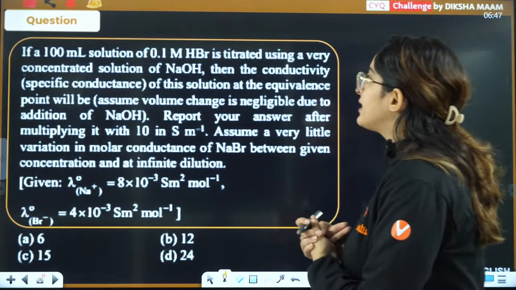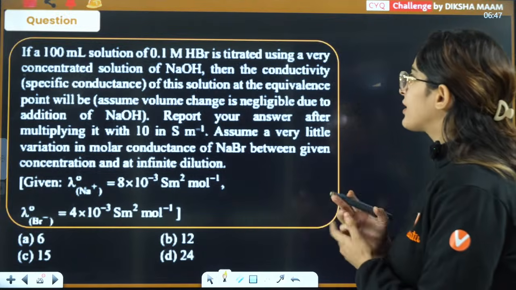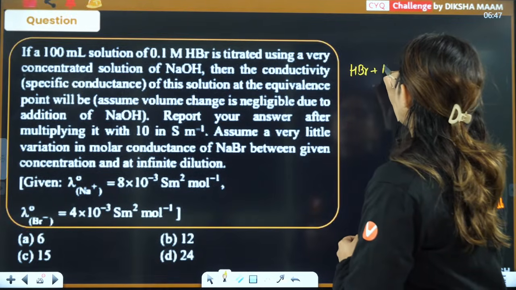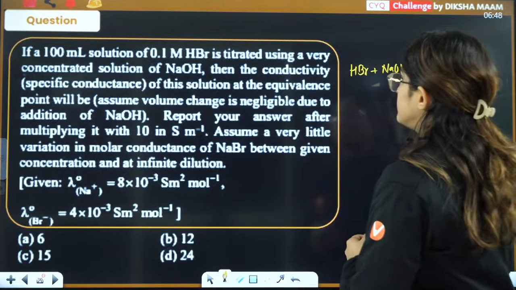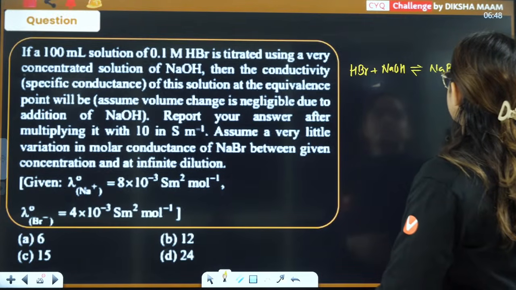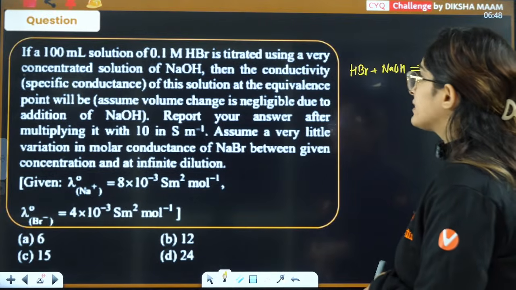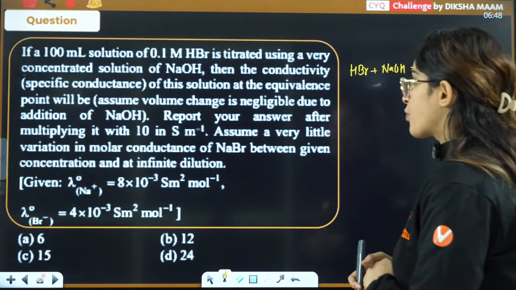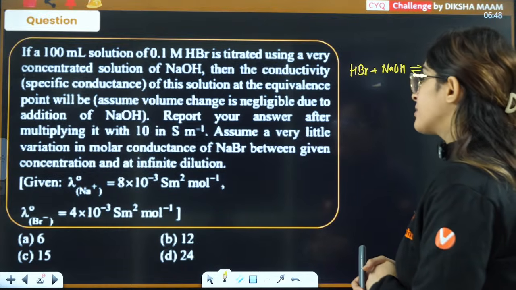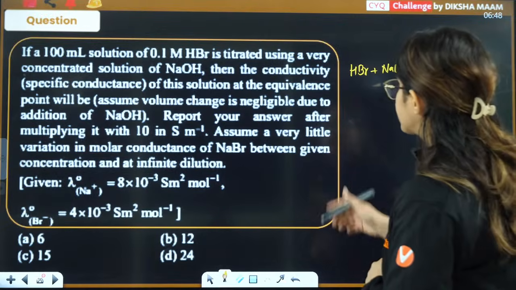So if 100 milliliter solution of 0.1 molar HBr is titrated using a very concentrated solution of NaOH, HBr is reacted with NaOH to give NaBr plus H2O. Then what will be the conductivity of the solution at equivalence point? Report the conductivity at equivalence point, specific conductance, that is kappa, they are asking you.